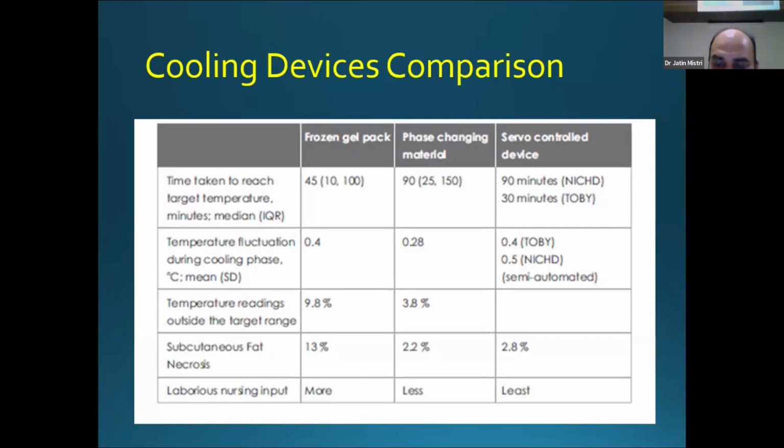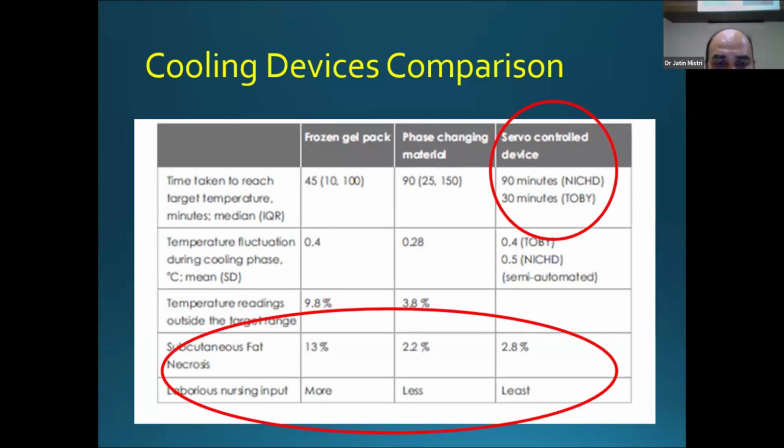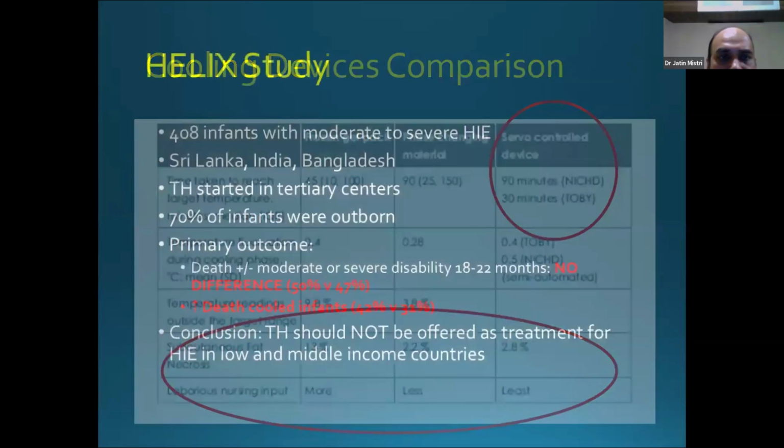However, there is a significant difference. There is a significantly higher risk of subcutaneous fat necrosis with the frozen gel packs. When you don't use proper cooling devices, it can lead to a lot of complications. Even if you look at temperature readings outside the temperature range, it was 9.8% in the frozen gel packs. So servo control devices are always preferred. They give stable temperature control. They maintain the range without fluctuations.